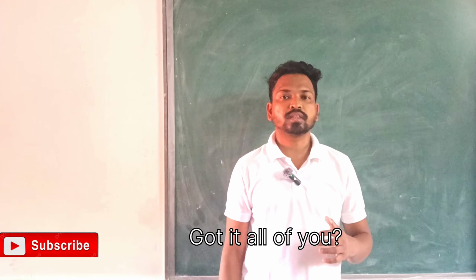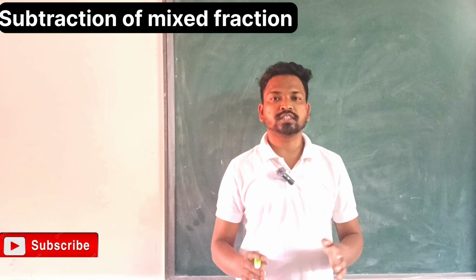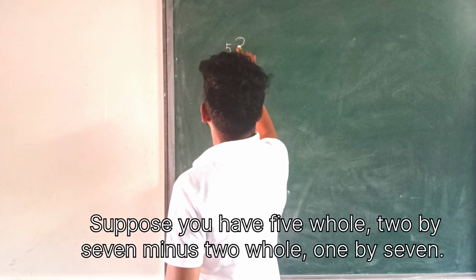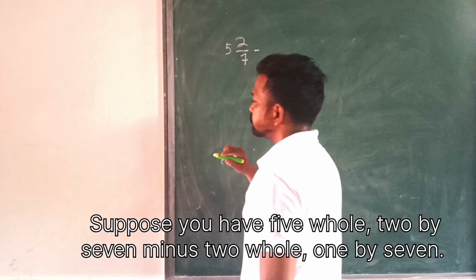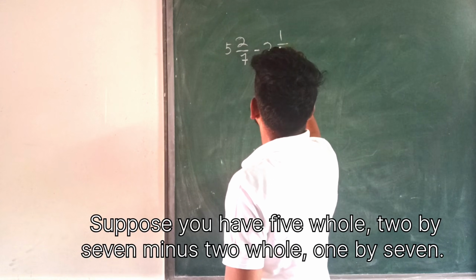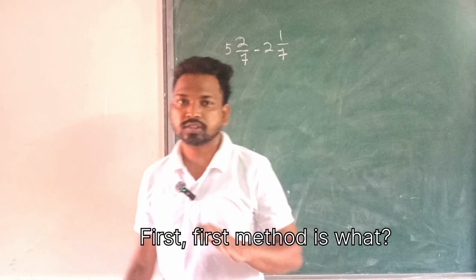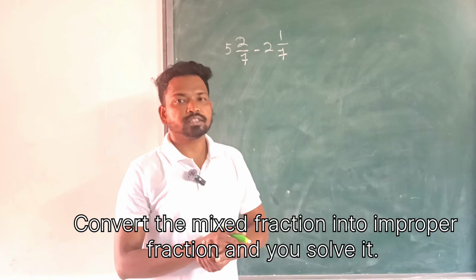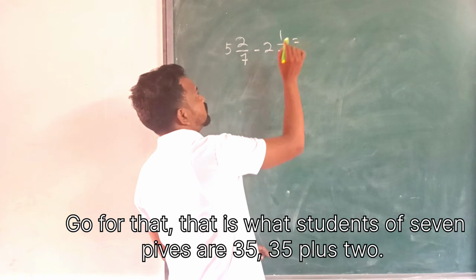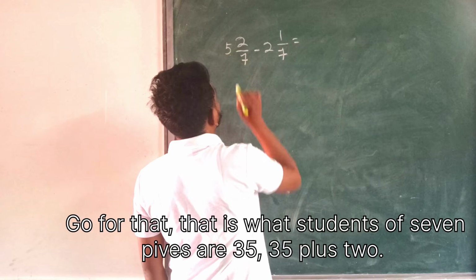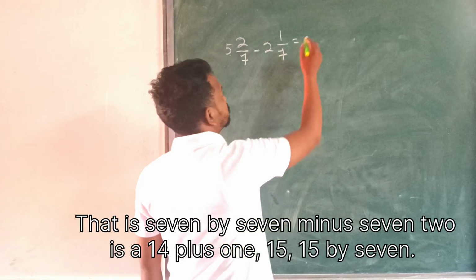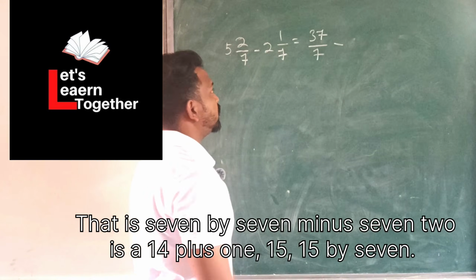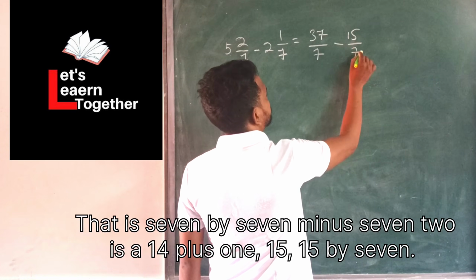Okay, now we will see the subtraction of mixed fractions when they are like fractions. Let's take an example. Suppose you have 5 whole 2 by 7 minus 2 whole 1 by 7. How to subtract it? First method is what? Convert the mixed fraction into an improper fraction and solve it. You will get like fractions. Okay, go for that. That is what, students? 7 5s are 35, 35 plus 2, 37 by 7, minus 7 2s are 14 plus 1, 15 by 7.